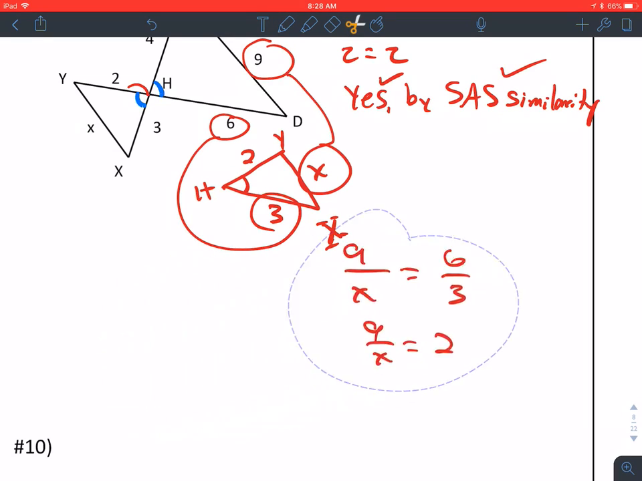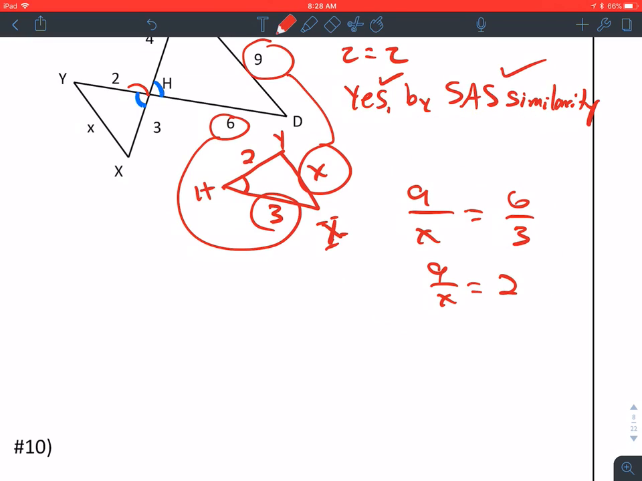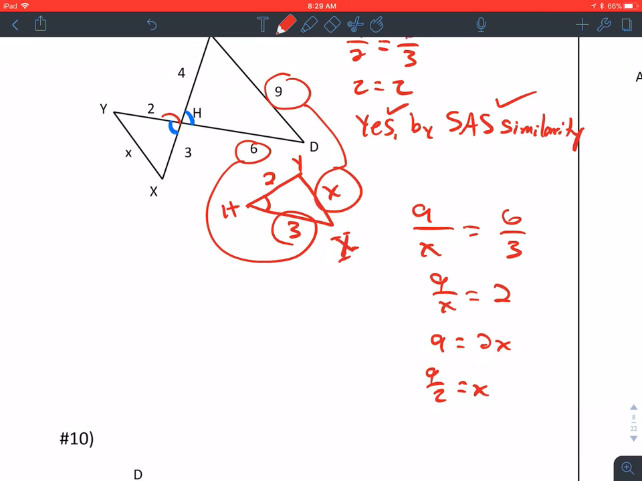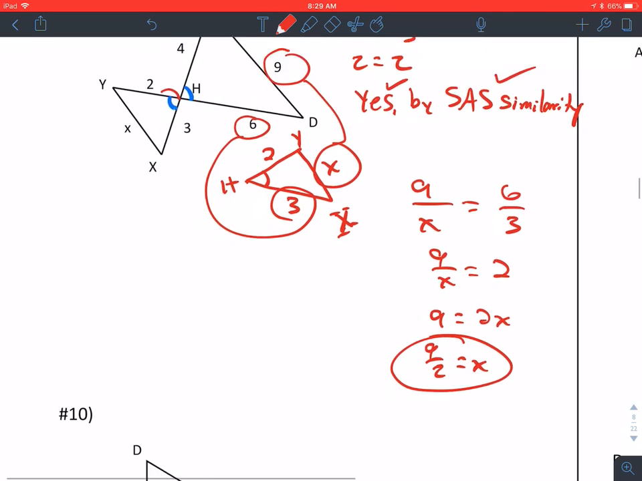If you multiply both sides by x, you're going to get 9 equals 2x, and if you divide by 2, you're going to get 9 halves, which makes sense, because the one triangle is half the size of the other. So 9 cut in half is 9 over 2.